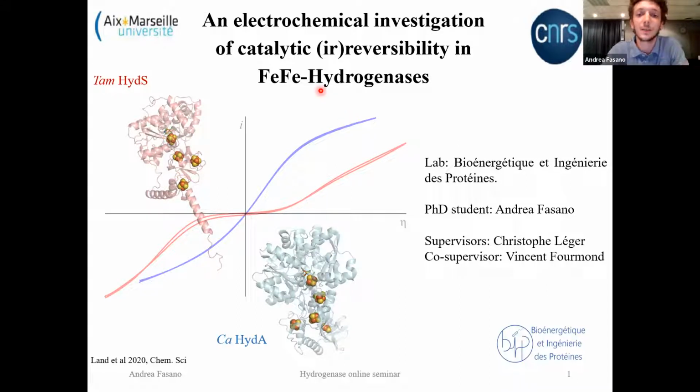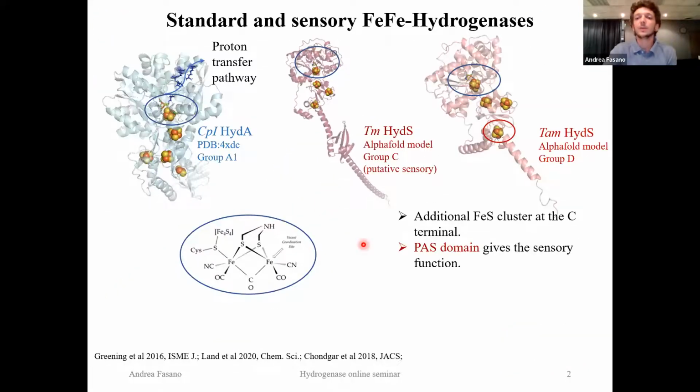I will present tonight a part of my PhD work that regards an electrochemical investigation of catalytic irreversibility in iron-iron hydrogenases. First of all, I want to introduce the main character of this talk, which is the hydrogenase IDES from Thermoanaerobacter martrani, a very recently discovered hydrogenase by the group of Gustav Berggren in Uppsala.